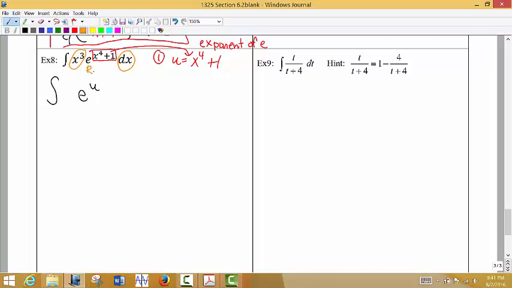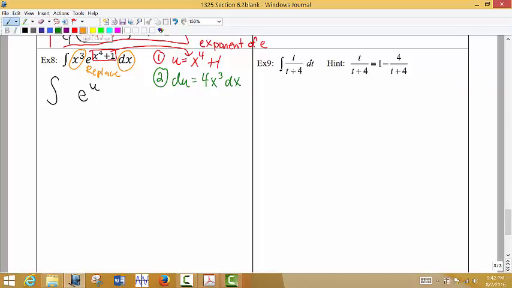So we know we want to replace all of that with something in terms of u. So second step, let's find the derivative of u. The derivative of u would be 4x cubed for the first term. The second term would be plus 0, so we won't write that, but we did find the derivative with respect to x, so we'll put our dx.